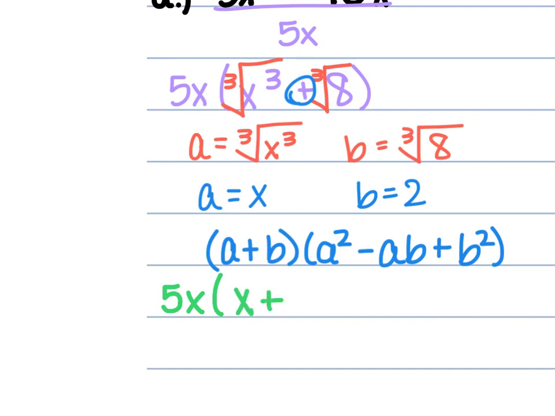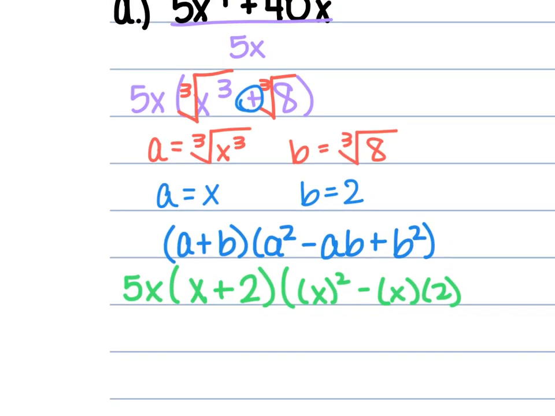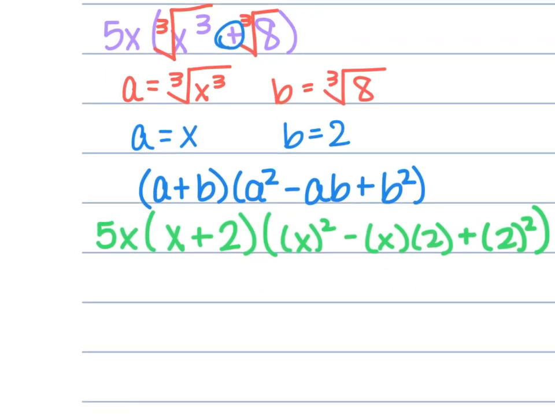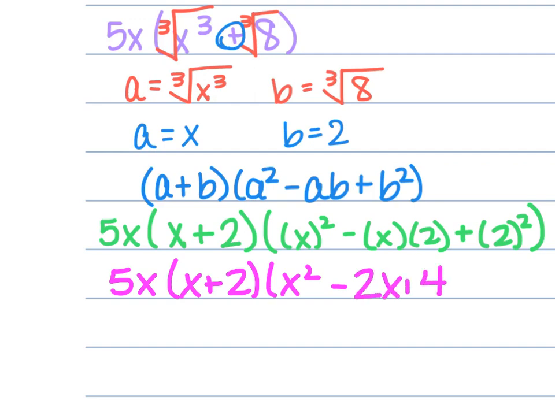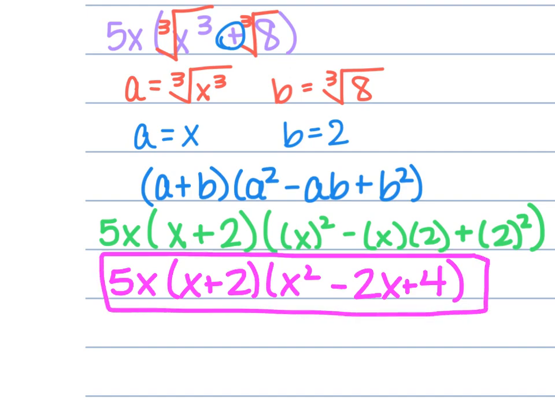We're going to have x plus b, which is 2, times x squared minus x times b, which is 2, plus 2 squared. So simplify this if you can, which we can. So we're going to have 5x times x plus 2. Nothing's changing there. Then the x raised to the second power is x squared. The negative x times 2 is negative 2x. And that 2 squared is 4. So we'll put that plus sign in between the 2x and the 4. So 5x times x plus 2 times x squared minus 2x plus 4.